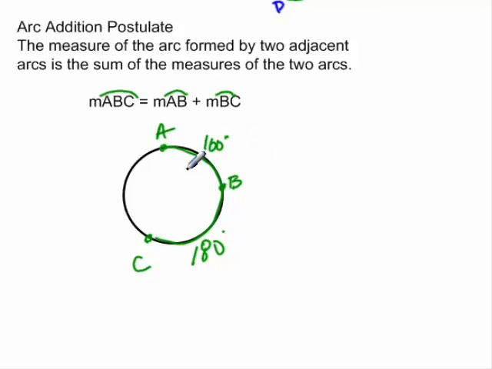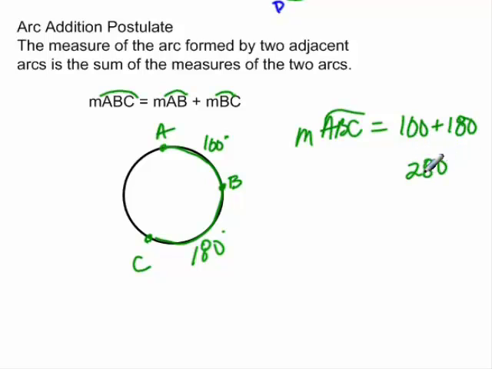Just like segment addition and angle addition, we have arc addition. We add the two. So the measure of arc ABC would equal 100 plus 180 in this case, which is 280 degrees. Now, we can work this exactly the same way.